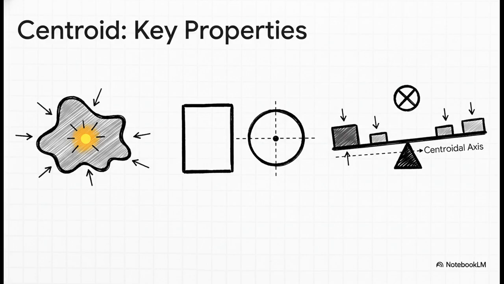But the most important property for us today, a truly universal property, is the moment principle. The first moment of area about any axis that passes through the centroid is always 0. This is the secret key we're going to use to unlock everything.